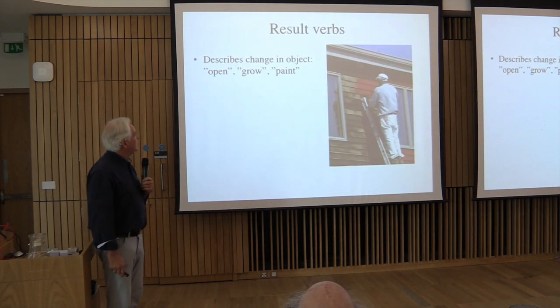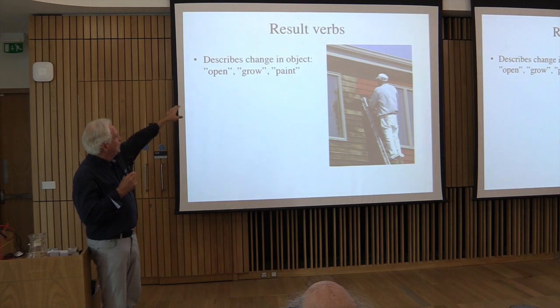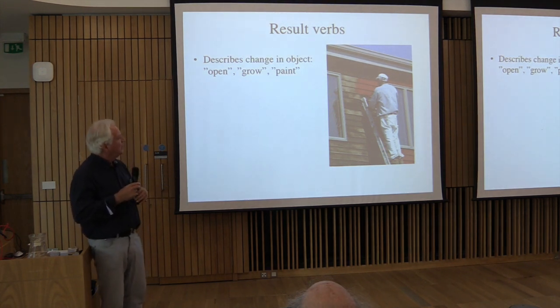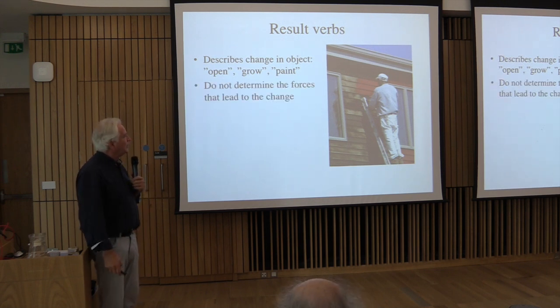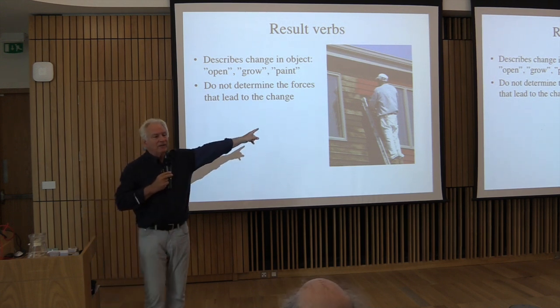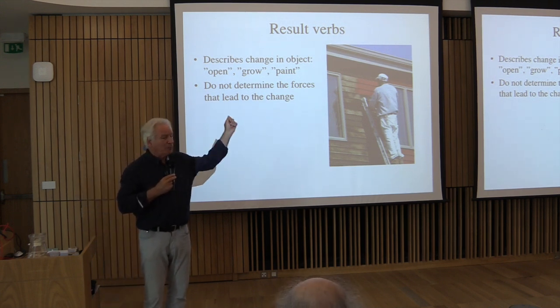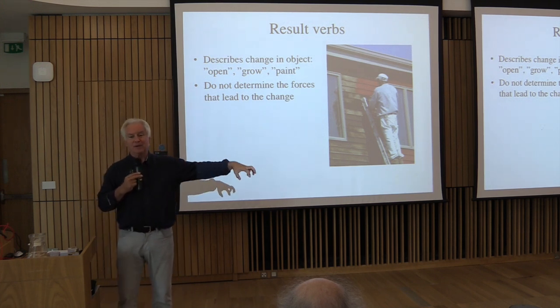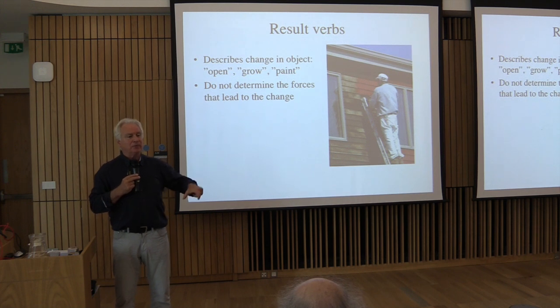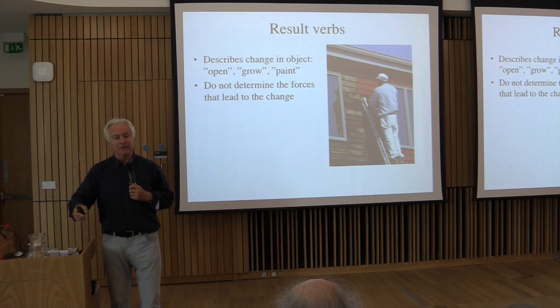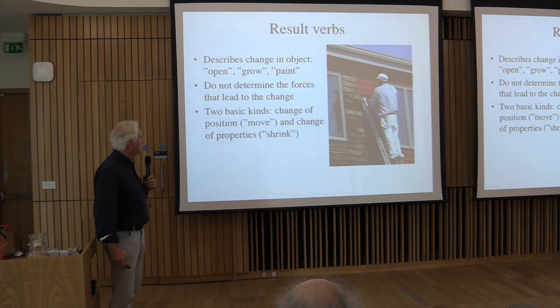Result verbs. Here's paint. It describes change in an object. So open a door, change an object, grow, move, paint, heat, and so on. They change an object, in different domains. They don't determine the forces that lead to the change. You can paint a house in very many different ways. You can do it with a brush, you can roll it, you can spray it. There are lots of manners of painting. But the verb paint describes the result, that the object changes its color. That's the meaning of paint. So it's a result verb.